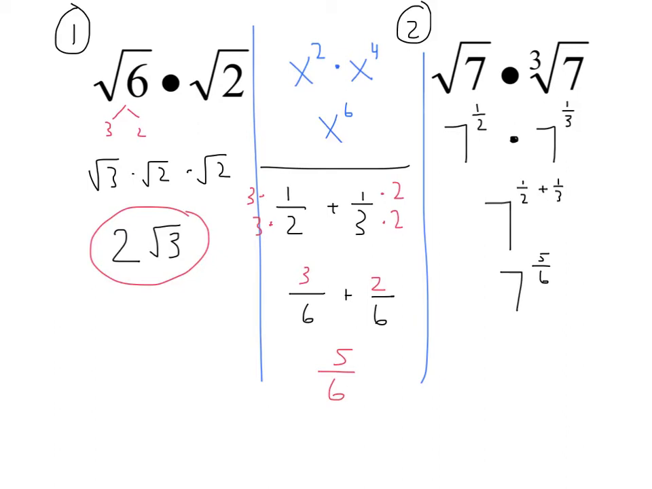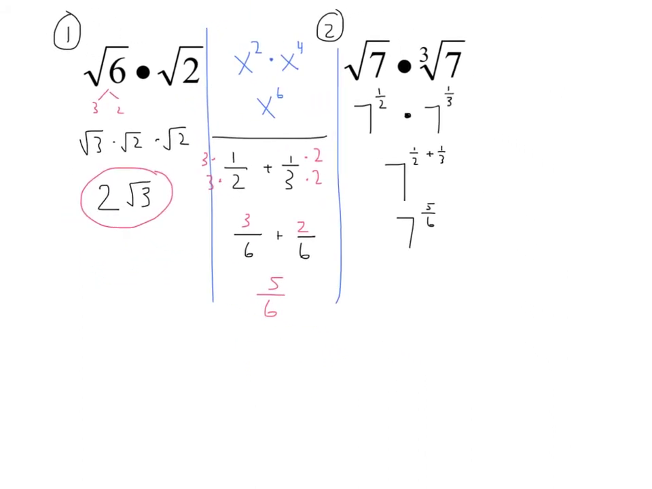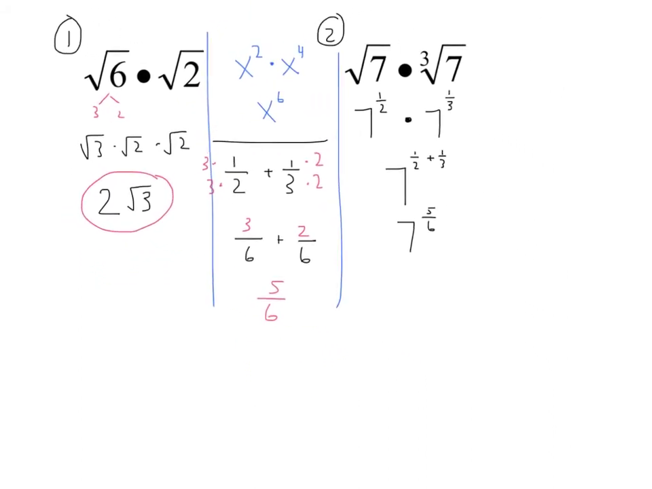And if you like, you could change that back to having radicals. What does 7 to the 5/6 power mean? Well, there are different ways you could write that. We could write this as 7 to the 1/6 power raised to the 5th power. That's true by the property where if I have an expression with an exponent raised to another exponent, these can be multiplied. 1/6 times 5 is the same thing as 5/6.